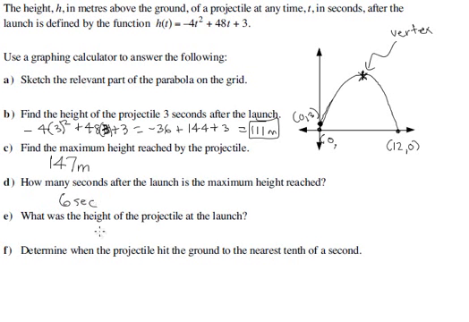What is the height of the projectile at launch? We caught that already. 3. We find that by saying, okay, at launch means the time is 0 so far. Nothing's had any time to happen. So if you plug 0 into this original equation, it'll tell you how high you were at launch, right as the engine's lit off. And determine when the projectile hit the ground to the nearest tenth of a second. We found it already off the calculator. It was 12 seconds.